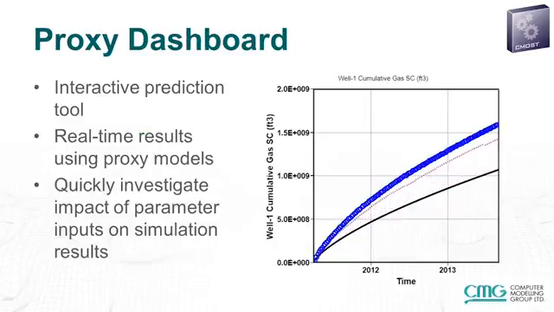Another advanced feature that uses proxy modeling is our proxy dashboard. This is an interactive tool that allows us to make real-time predictions for all of our simulation results at once. So for example, here we have cumulative gas produced from a well versus time. And we can see as we make adjustments to some of the inputs, we can automatically see that pink curve move to show the response that we would expect from the reservoir. This allows us to quickly investigate the impact of parameters on the simulation results.